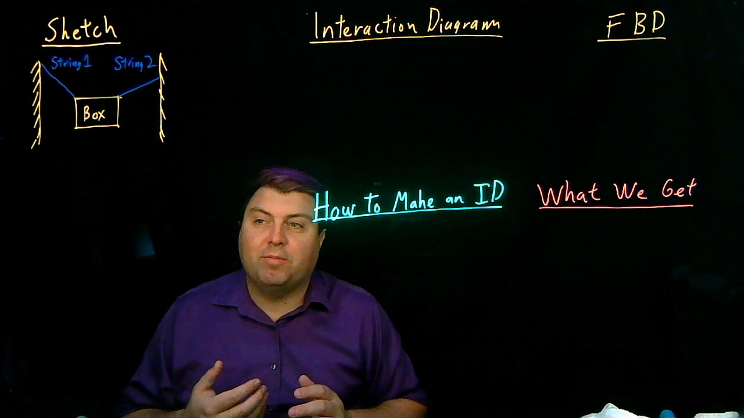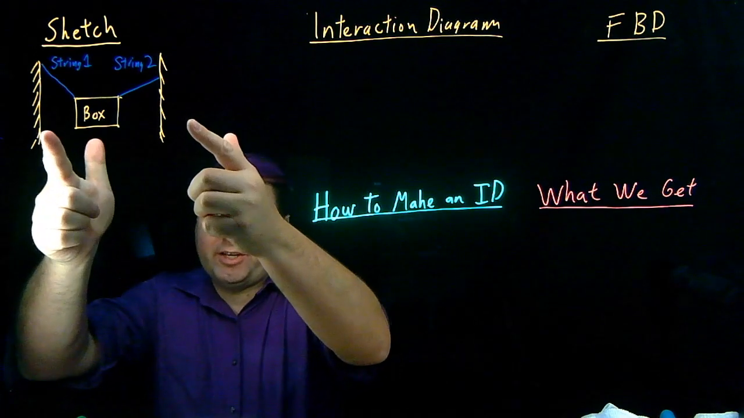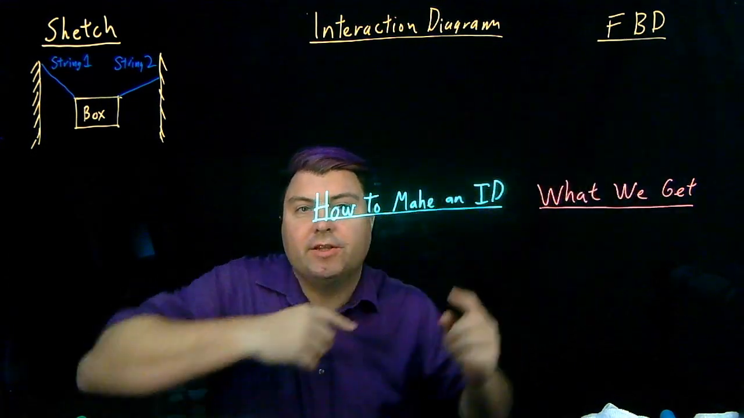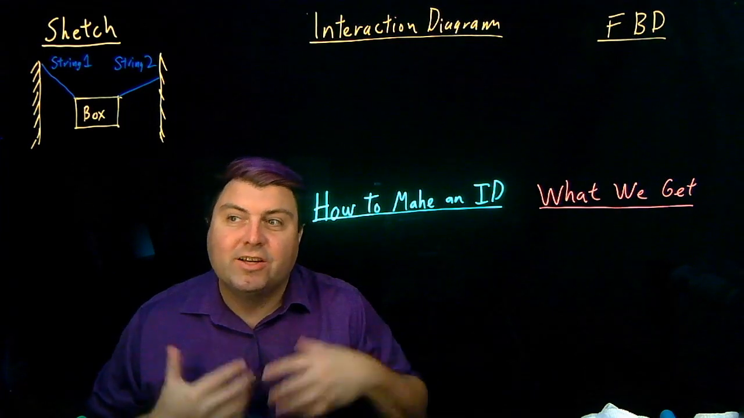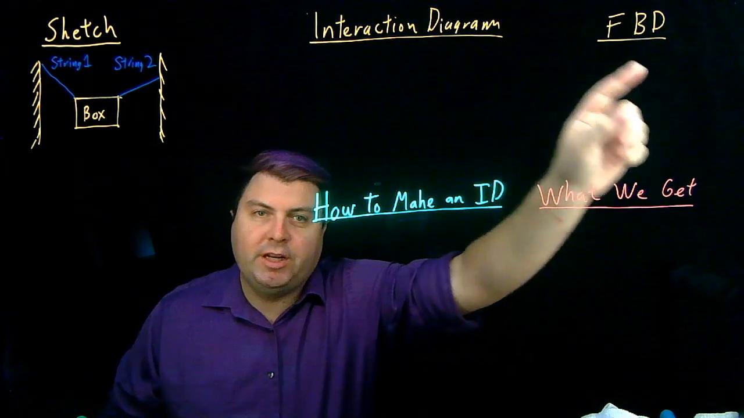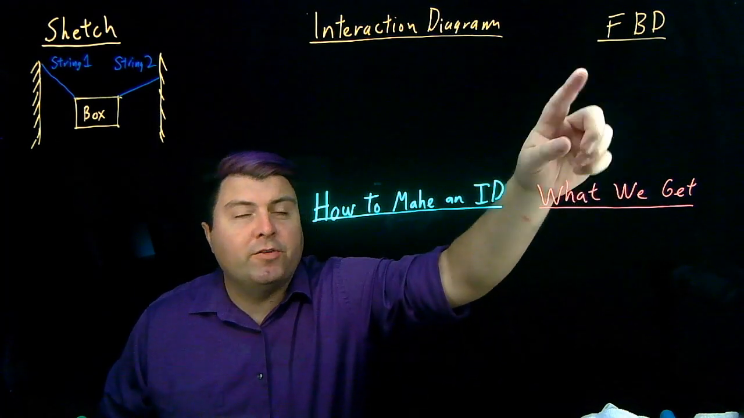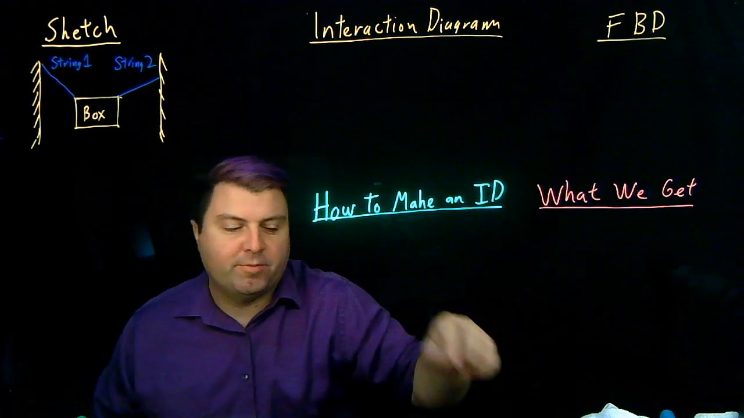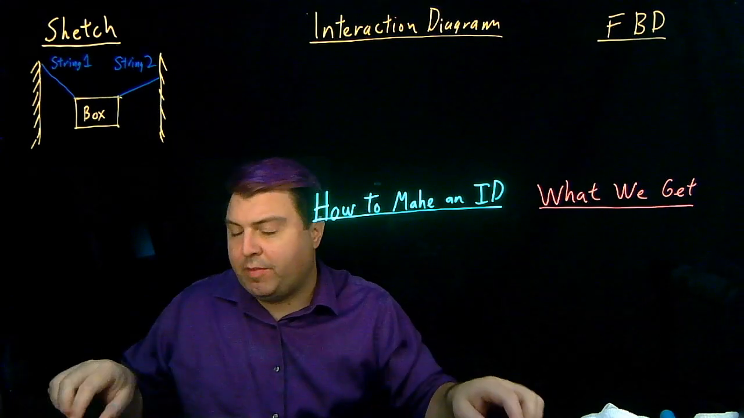So one of the big problems in physics is when we have a sketch, we want to know how we build the free body diagram for that. So this video is going to introduce one way to do that. An interaction diagram is kind of an intermediate step to inform how the free body diagram comes about from our sketch. So how do we make an interaction diagram?